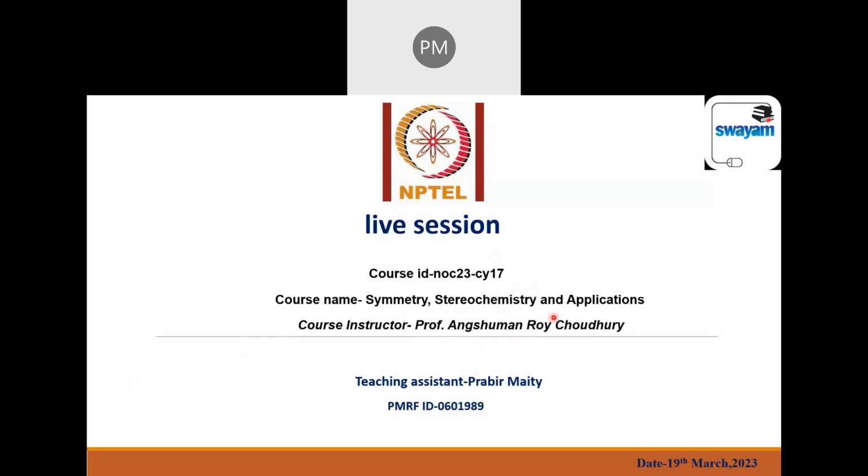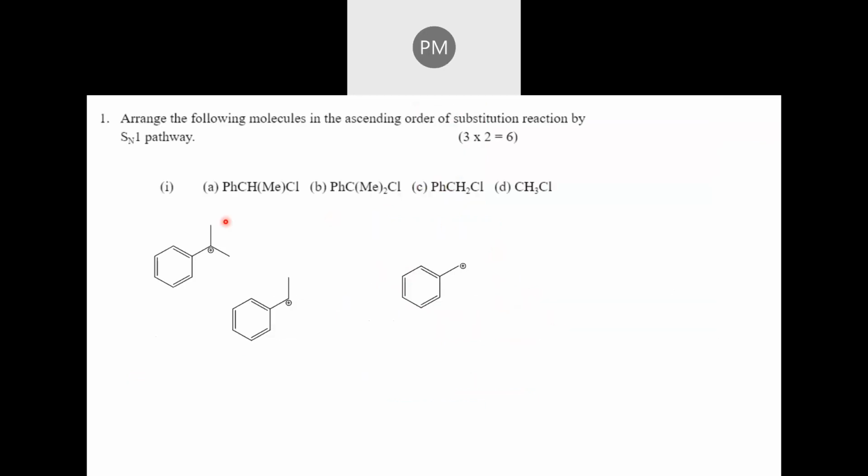In earlier classes we have been studying the structure of molecules, how to name them, and their stereochemistry. Now we are focusing on how reactions go on in a molecule. The basic reactions of organic chemistry are substitution and elimination reactions. The first problem: arrange the following molecules in ascending order of substitution reaction by the SN1 pathway.